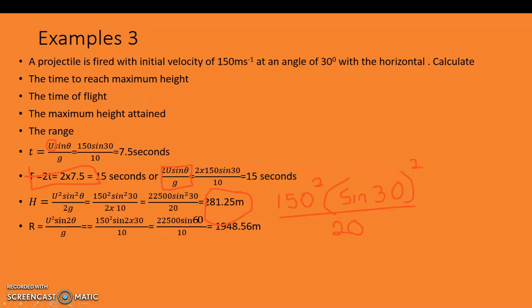Finally, the range is u squared sin 2 theta over g, which is equal to 150 squared sin 2 times 30 divided by 10. Now, when you finish your plug in and you use your calculator, you should get 1948.56 meters.